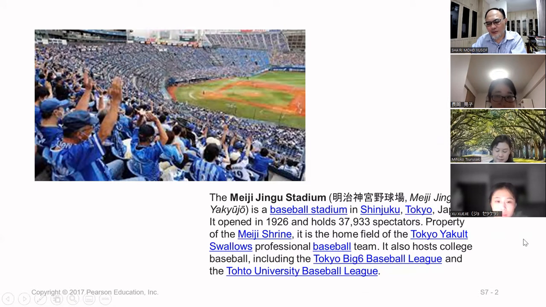What's the capacity? People. Okay, people. So how many seats can it hold? You just read from that write-up. 37,933 spectators. That means at one point in time, 37,933 people can watch the baseball game. Okay, so this is a stadium.